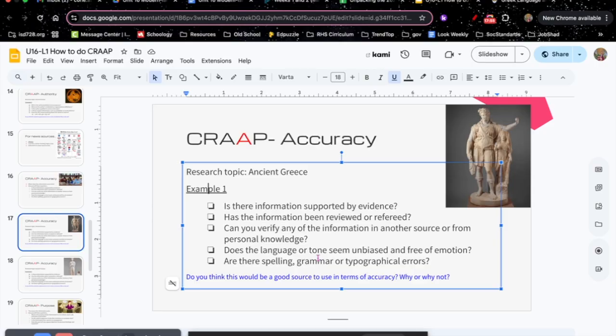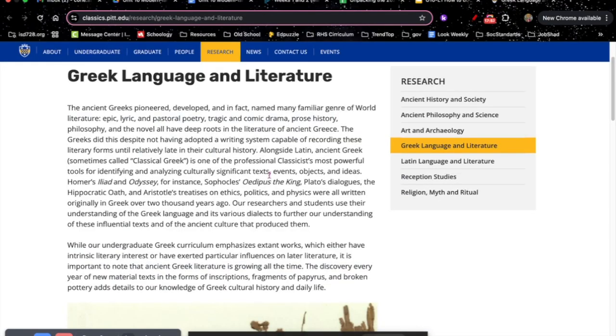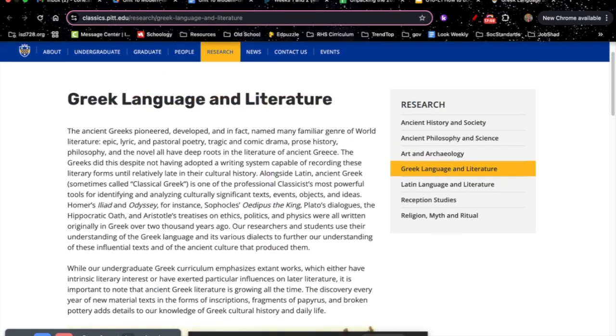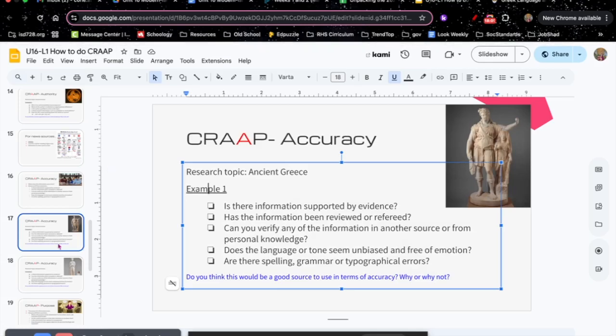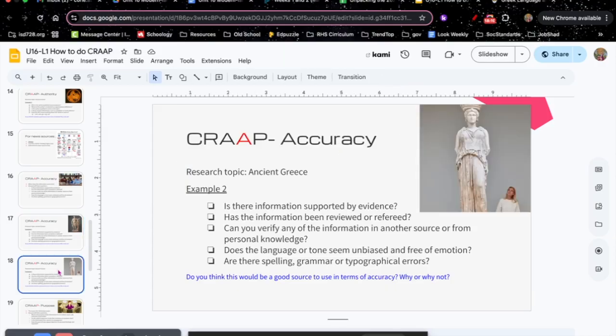And are there any spelling, grammar, or typographical errors? So looking at this, no, there's no errors. So do you think this would be a good source to use in terms of accuracy? Why or why not? All right, let's take a look at another example.